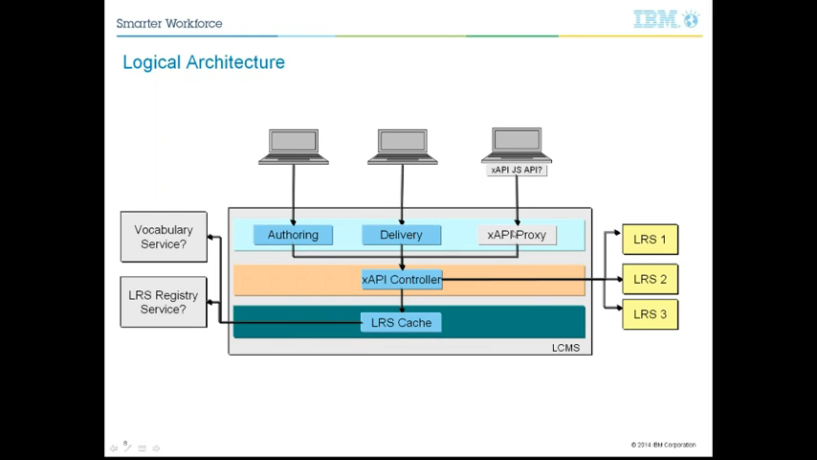The xAPI proxy is to be developed just as the client API is. So in this case, for example, there would be perhaps some other application and not something native to the LCMS, or if there's an extension on top of the LCMS where third parties or customers could write to the API, which in turn write to the proxy, which would talk to the controller, which would talk to the multiple LRSs.